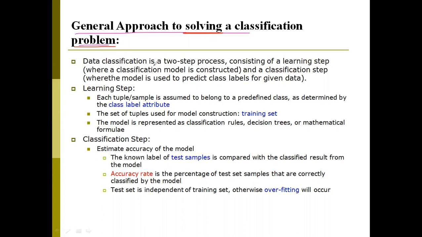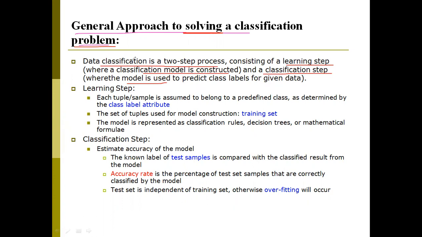Here, data classification is a two-step process. Okay, as we know, data classification is a two-step process. The first step is the learning step, which is also called model construction, the classification model construction step. And the second step is the classification step, which is also called model usage.